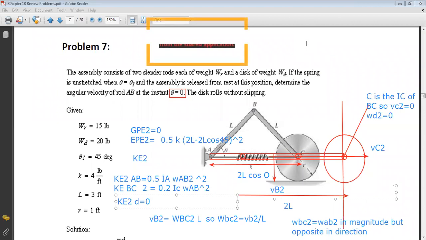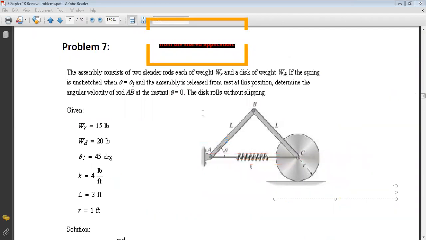And Miss, the VB, why did you put it downward? Which one? The VB2. I got confused. I don't know why. Why is it downward? Because look, Jennifer, the initial theta was how much? It was 45. Okay, and it becomes 0. So how is AB rotating?